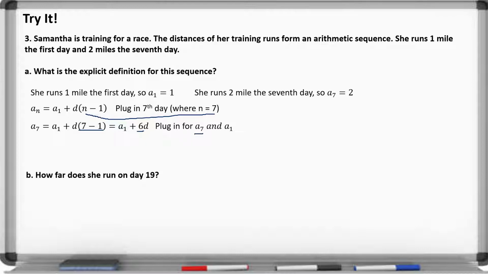Now we know what A7 and A1 are because we just identified them. So we're going to plug those in. So plugging those in gives us 2 equals 1 plus 6D. So again, the A7 is here, and then the A1 is plugged in there. So now we're going to solve this equation by subtracting 1 on both sides. So we get 1 is equal to 6D. Then we want to divide by 6 on both sides, so we get D is equal to 1 over 6.